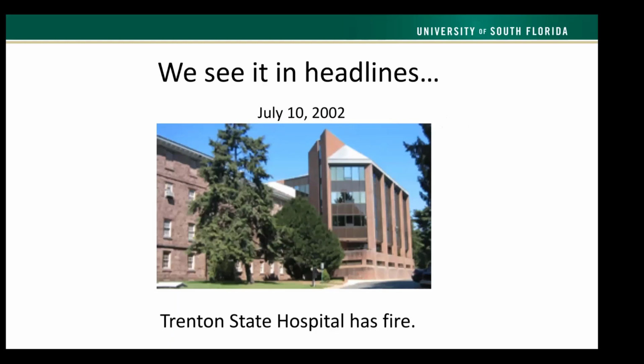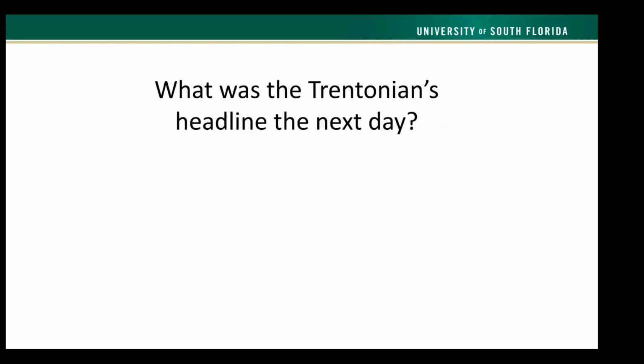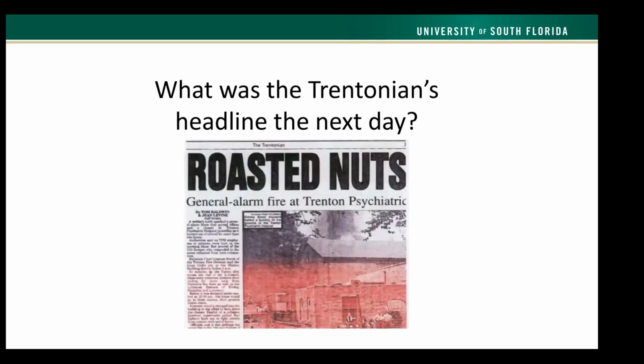So in this example, we see mental illness stigma in news headlines. On July 10th of 2002, there was a fire at Trenton State Hospital. We're probably all familiar with state hospital settings. People with serious mental illness often receive treatment in these settings. So what was the local newspaper headline the next day? Roasted nuts. I close my eyes whenever I think about this and imagine being either the person in the state hospital setting living with a mental health condition, or a family member or a friend, and seeing this headline, and how disrespectful this is, how just completely unacceptable. But this is a newspaper.